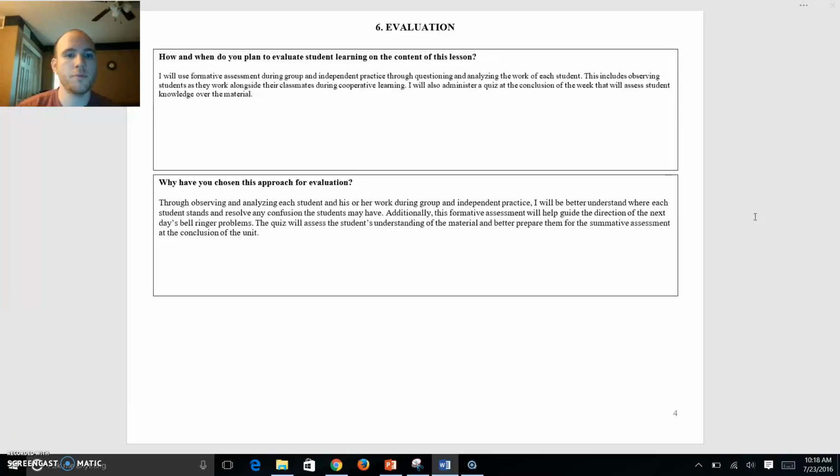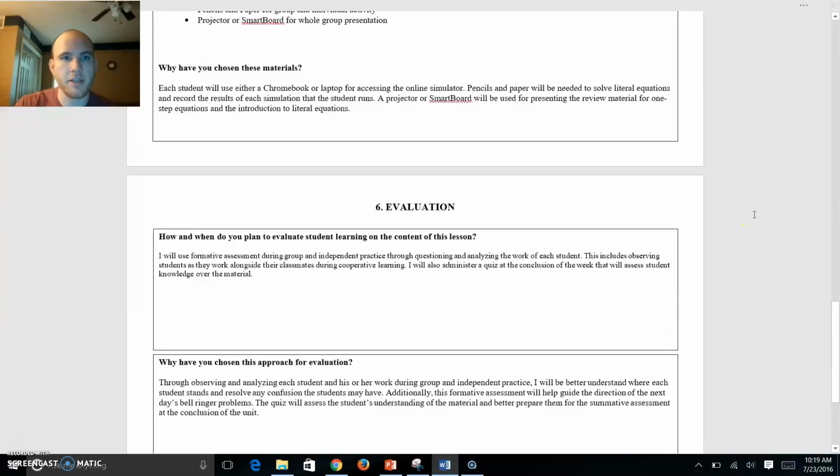So the quiz will give them good exposure to what is to be expected. What exactly do they need to know for their summative assessment at the end of the unit or the chapter, whenever it's appropriate. So this is the review of sections 1 through 6, the coverage over those sections.